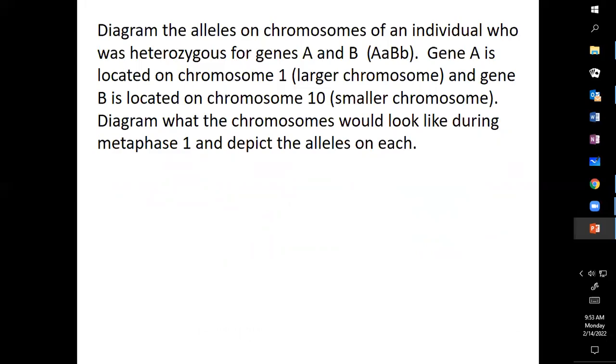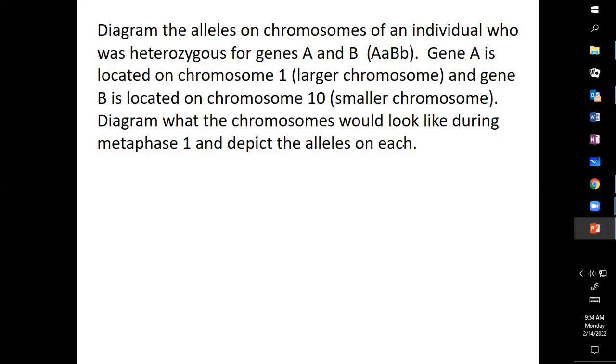So diagram the alleles on chromosomes of an individual who is heterozygous for genes A and B, so a dihybrid. Gene A is located on chromosome 1, a larger chromosome, and gene B is located on chromosome 10, a smaller chromosome. Diagram what the chromosomes would look like during metaphase 1 and depict the alleles on each. So pause the video, try to see if you can imagine zooming forward to metaphase 1 and what these would look like in metaphase 1.